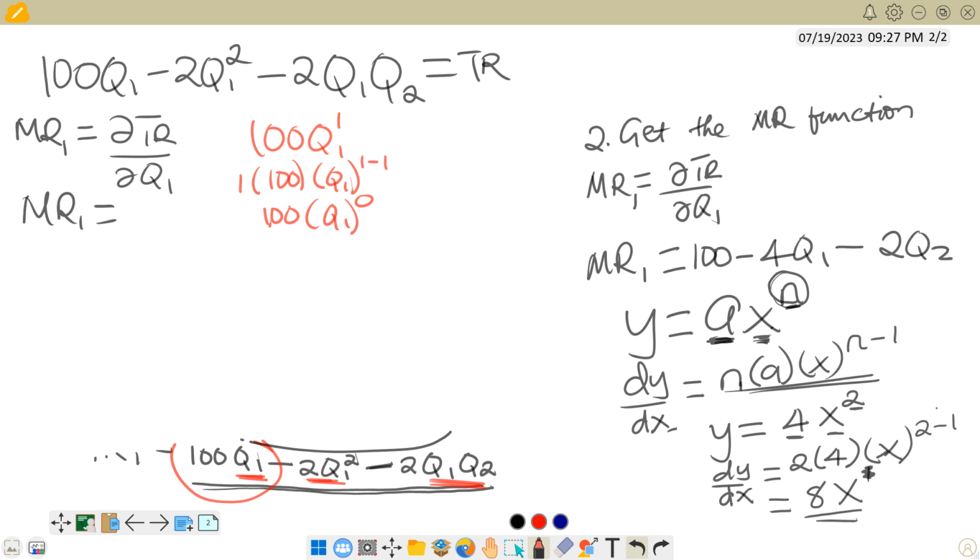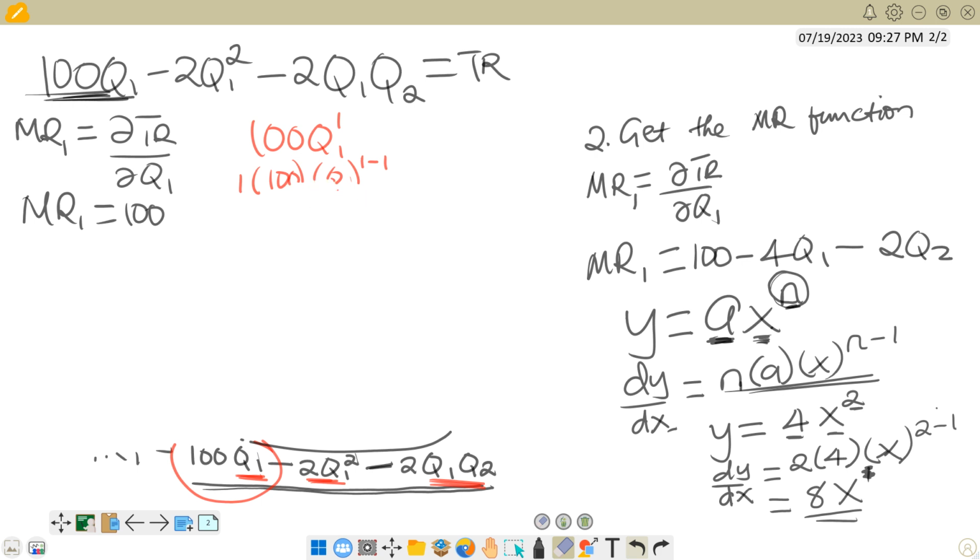And mathematically, anything raised to power 0 is 1. So therefore, since q1 is raised to the power 0 there, this is the same thing as saying 100 by 1, which is just 100. Meaning that the first term there, after differentiating that first term with respect to q1, we're just going to have 100. Okay, hoping that that has helped.